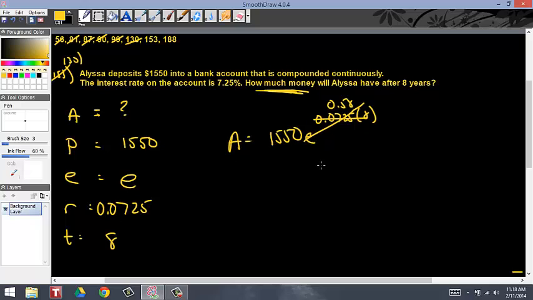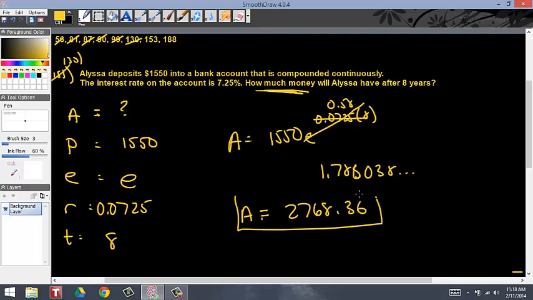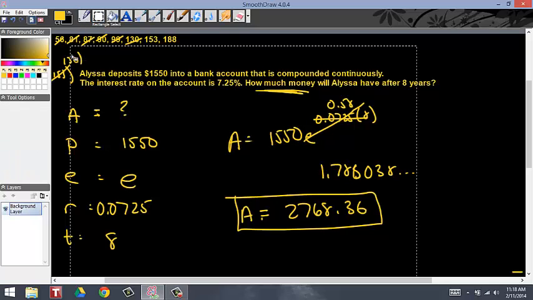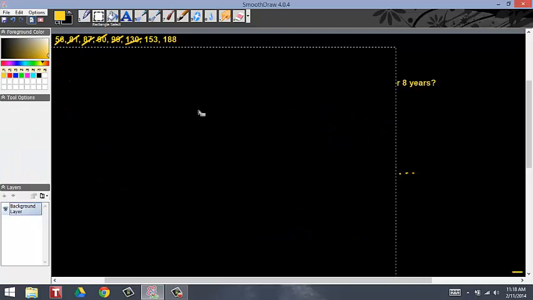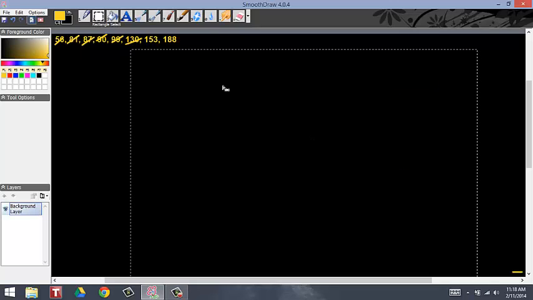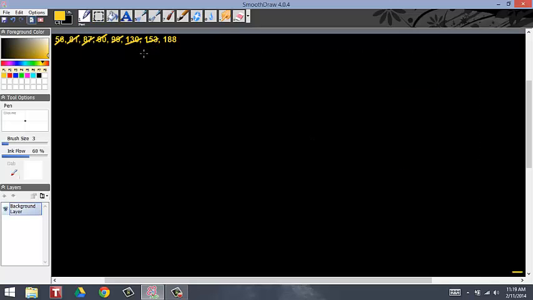Okay, so this whole thing becomes 1.786038 blah blah blah blah. Now I'm going to take this answer and multiply it by 1550. 2768.35. Actually 0.36, she gets an extra penny. Lucky her. Save a penny, it's good luck. Those compound interest formulas should be pretty easy at this point.